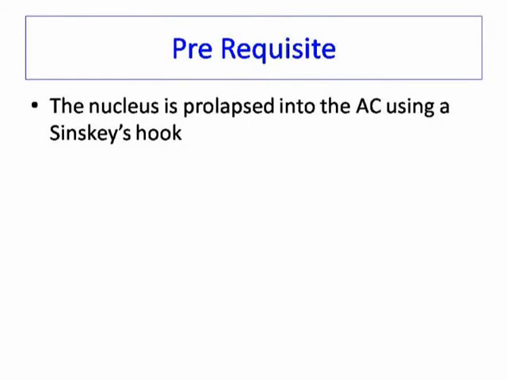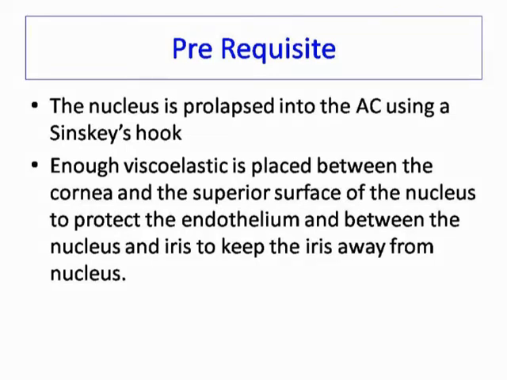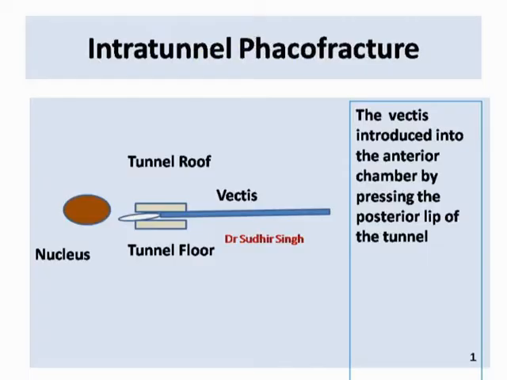The nucleus is prolapsed into the anterior chamber by using an MSICS hook. Enough viscoelastic is placed between the cornea and the superior surface of the nucleus to protect the endothelium, and between the nucleus and iris to keep the iris away from the nucleus. The vectis is introduced into the anterior chamber by pressing the posterior lip of the tunnel, and the nucleus is taken in the vectis lap.